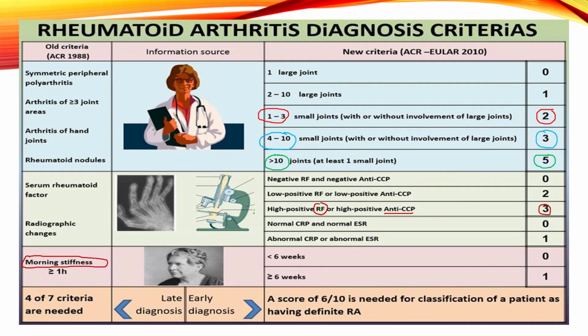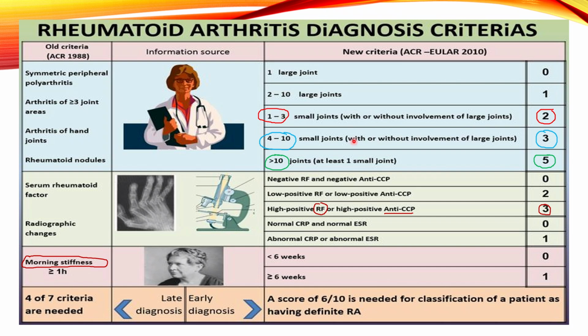So here is a diagnostic criteria chart. I have marked some points. If a large joint is involved, the score is 0. It's basically a scoring system. We have to fulfill a score of 6 out of 10. If we find 6 or more out of 10 points matching, it will be diagnosed as rheumatoid arthritis.